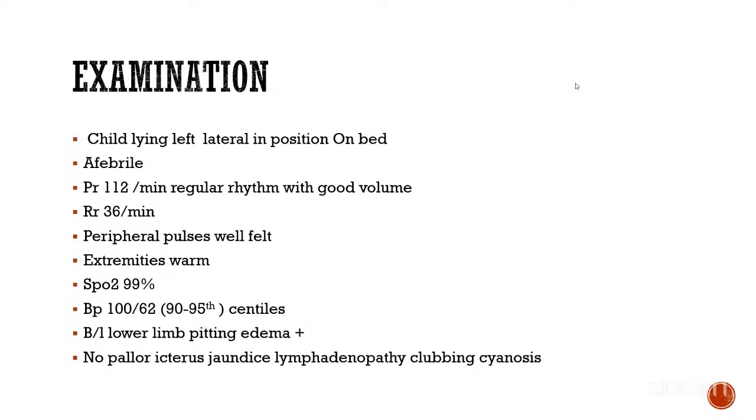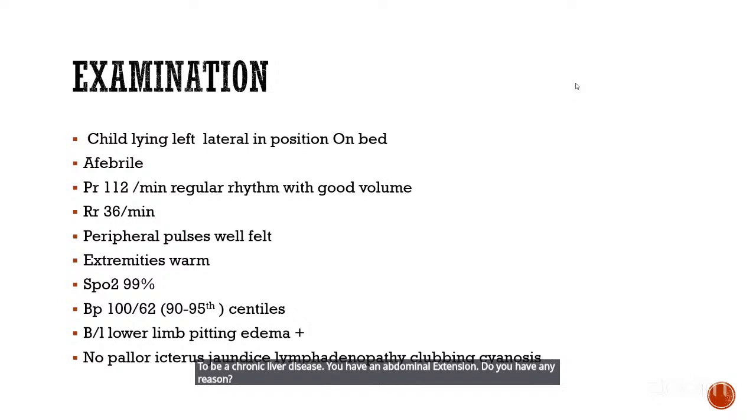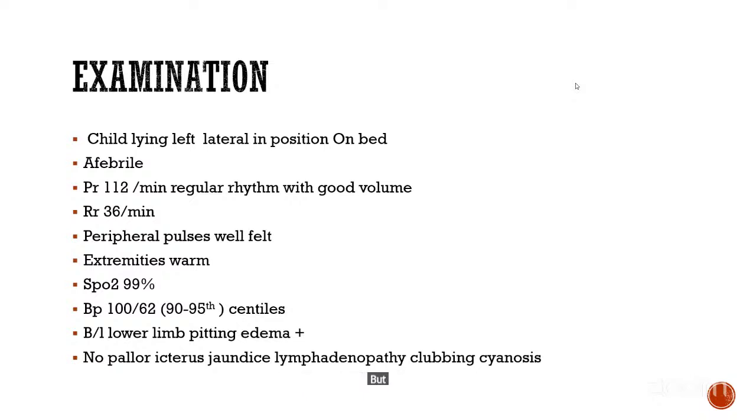Likely to be a chronic liver disease. You have an abdominal distension, you have an edema, chronic liver disease. Just like the symptoms are acute in onset. No, but chronic liver disease also will have all that, no? Abdominal distension, edema. No signs of liver cell failure. No icterus. No bleeding manifestation. Yeah, so no signs of liver cell dysfunction.